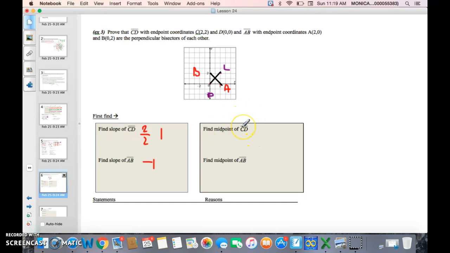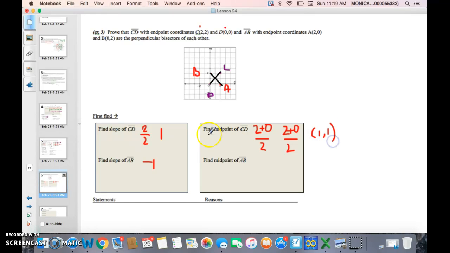Now I need to find the midpoint of CD. So I'm simply going to add my x values and divide by 2. So 2 plus 0 divided by 2. And then I'm going to look at my y values, which is the same, 2 plus 0 divided by 2. And I should notice that that comes out as 1 comma 1.